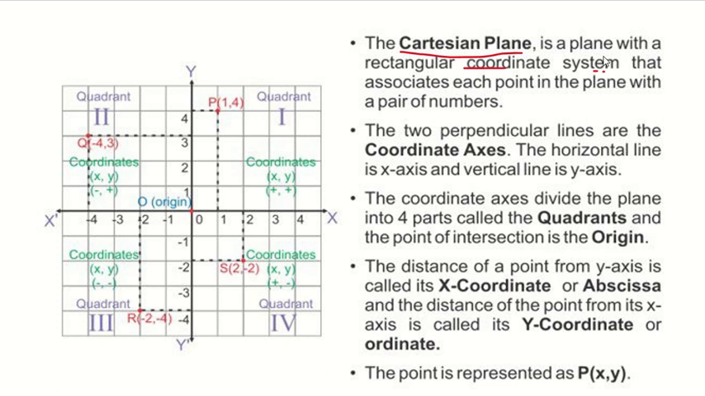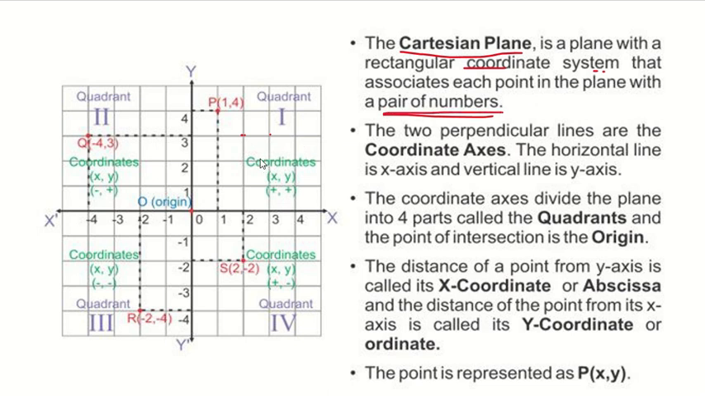The Cartesian plane is a plane with a rectangular coordinate system that associates each point in a plane with a pair of numbers, right? Could you see that? You can imagine our graph sheet, whatever we used to draw the graph. That graph sheet is nothing but the Cartesian plane. The Cartesian plane will have the x and y axis, right? Each and every point, as you can see over here, is associated with a pair of numbers.